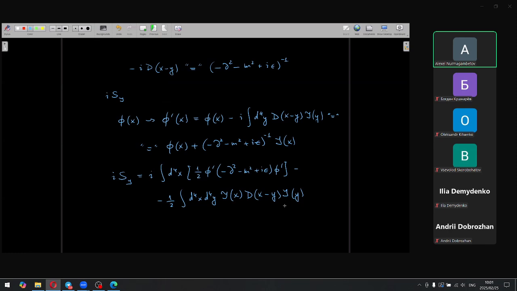And for sure, we have to take into account the Jacobian of this transformation, but it is equal to 1, so in principle this change of variables doesn't affect the measure of integration in the complete path integral.